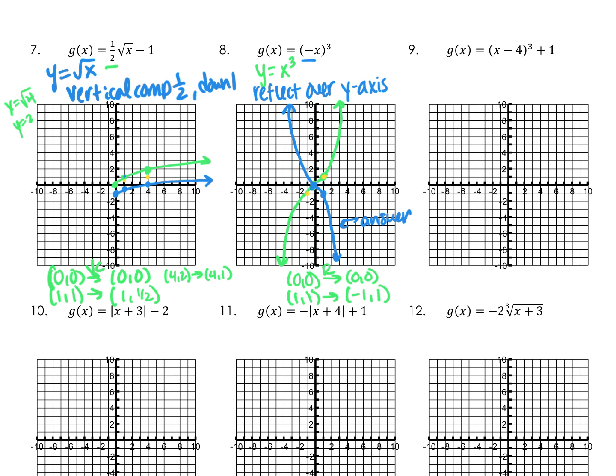Okie dokie. So now for this next one, our parent function again is y equals x cubed. But now we're going to go right 4 and up 1. So we'll start by drawing our cubic parent function. It goes through 0, 0, and 1, 1. We'll move each point right 4 and up 1. So I'll start with this one, right 4, up 1. Next one, right 4, up 1. And so our cubic function will look like this. And this will be our answer.